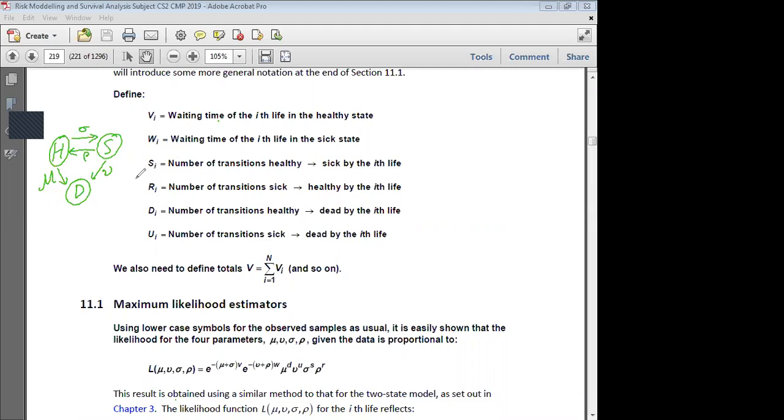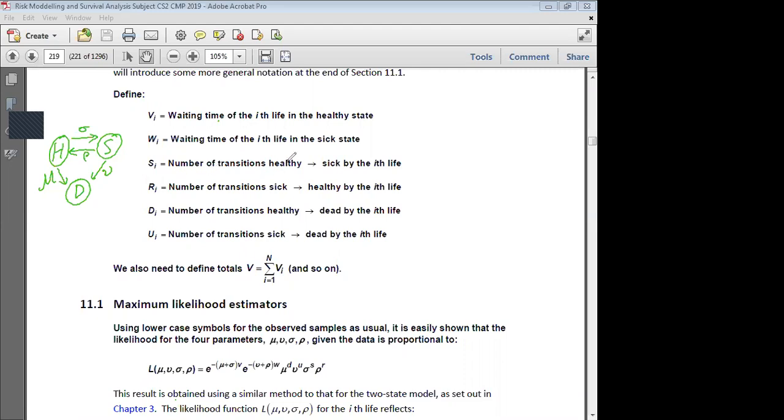So we know that if there is only one life, it can be healthy for some time, then become sick, then again become healthy, and then stay healthy, and then eventually die. So for one life, we could have a number for S_i, R_i, D_i, and U_i. But again, these numbers will not always be independent, as we might think, because, say, we know for sure that a life after 200 years is going to be dead for sure.